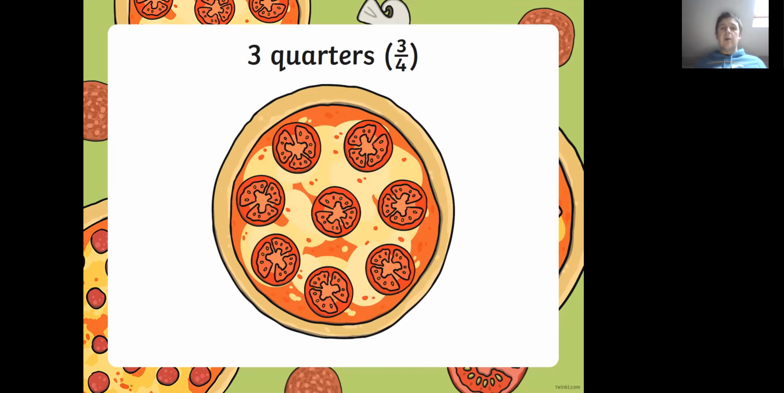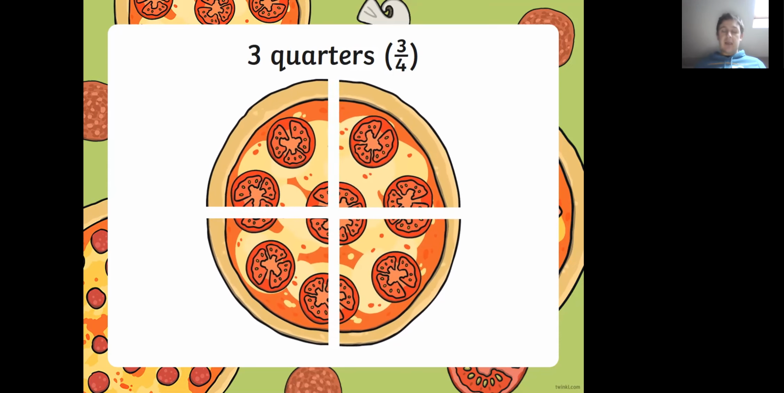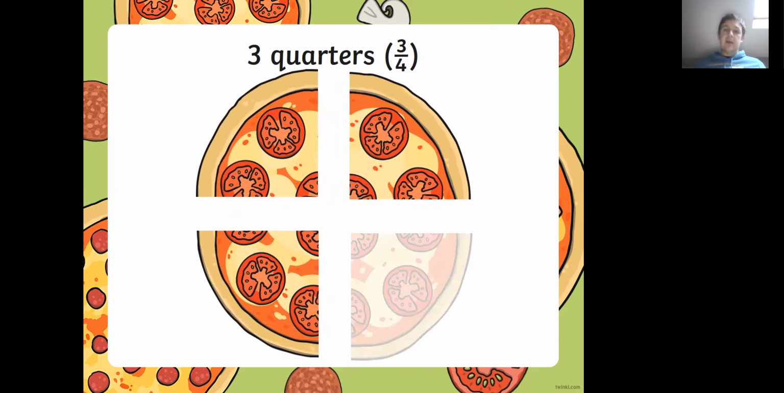3 quarters means 3 out of 4 equal parts. There's my 4 equal parts, and it's going to be 3 of them.